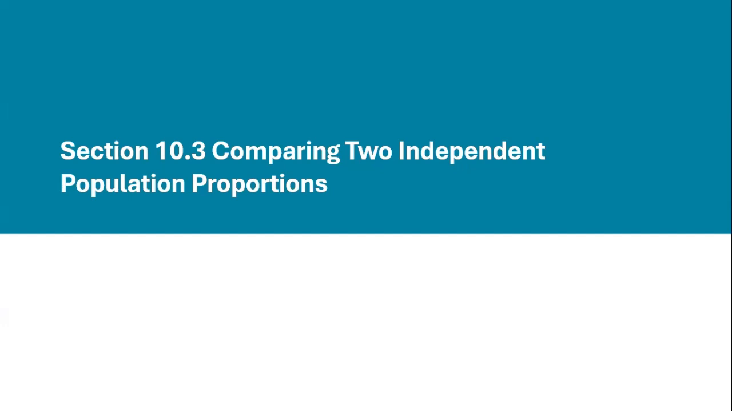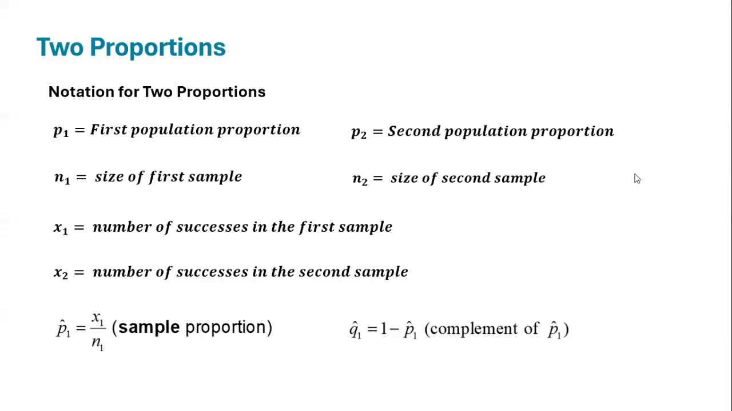In chapter 9, we talked about the hypothesis testing for population proportion when we had one sample. And if you remember, we had P, which is the population proportion, P hat, the sample proportion, n, which is the sample size, x is the number of successes. So in this case, since we have two populations and we have two samples, we have two of each of those notations.